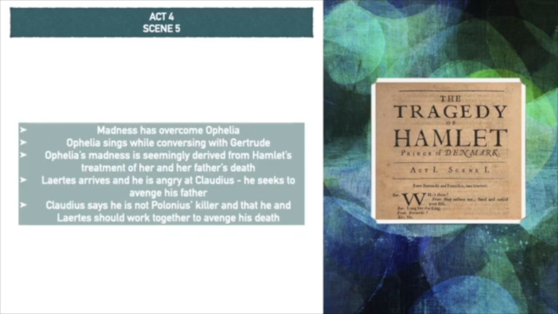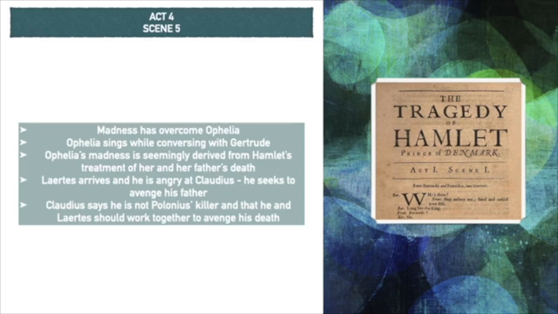Scene 5, we see that madness has overcome Ophelia. She sings while she's conversing with Gertrude, and to Gertrude it seems like a tale that doesn't make sense. Ophelia's madness is seemingly derived from Hamlet's treatment of her, the fact he's been sent away, but also her father's brutal death. Laertes then arrives.